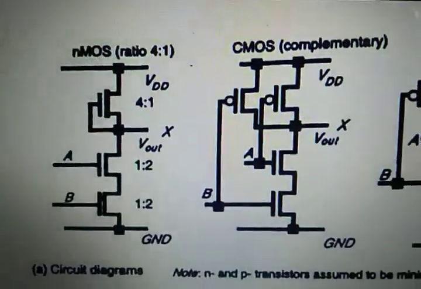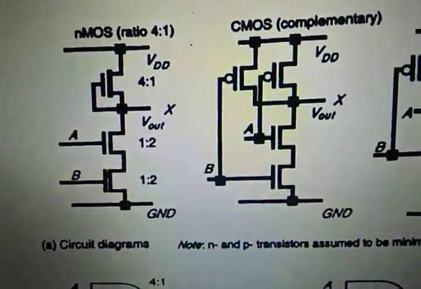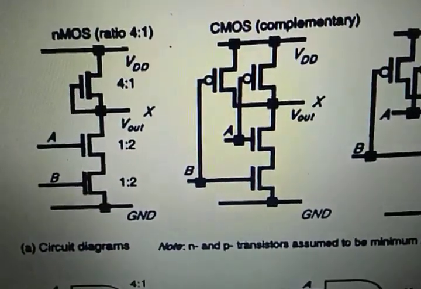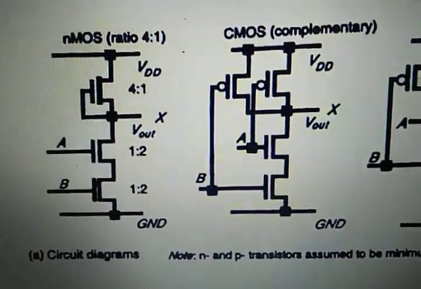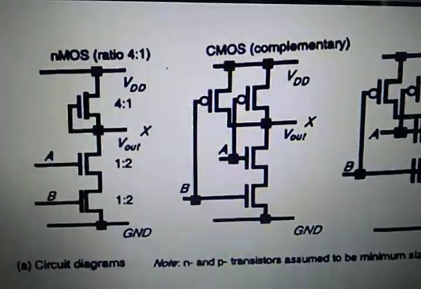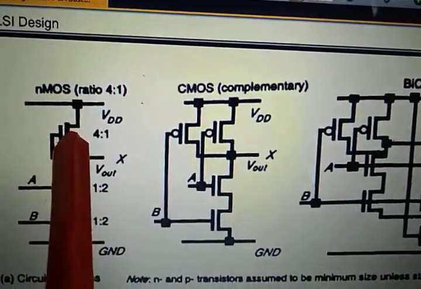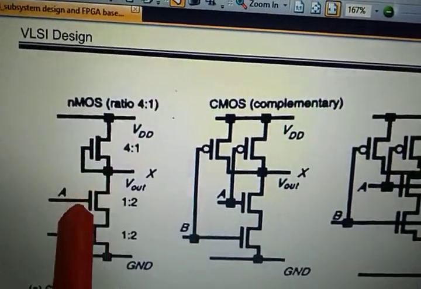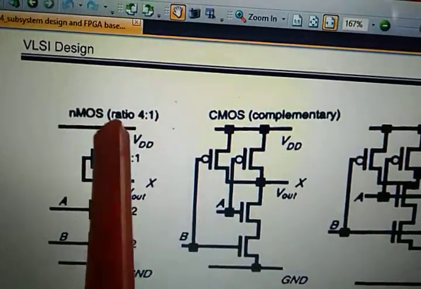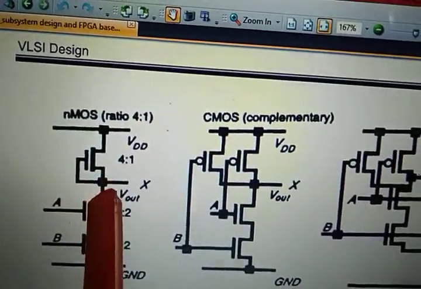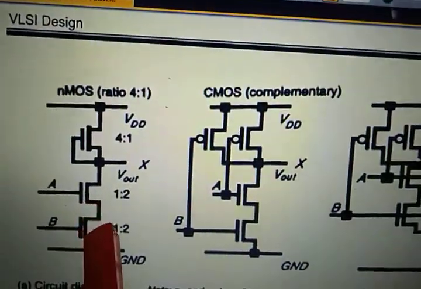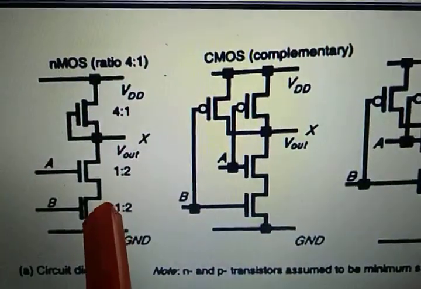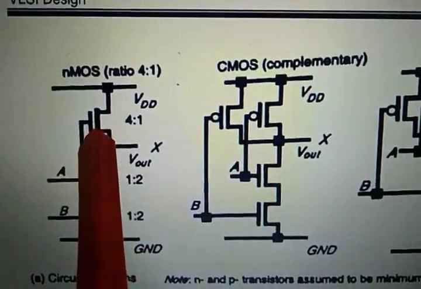So the first one is the NMOS circuit, the second one is CMOS, and the third one is BiCMOS. First I will explain the NMOS. So this is the NMOS circuit. Here this is the common depletion, and the connections are in parallel. This is a depletion layer, which is common for the NMOS design technology. The depletion layer is 4:1.